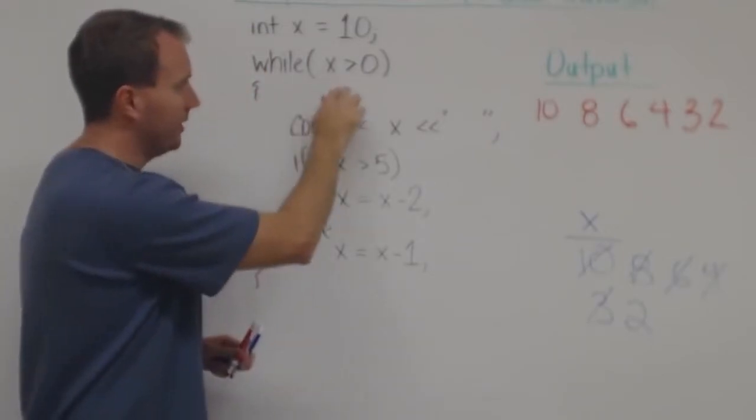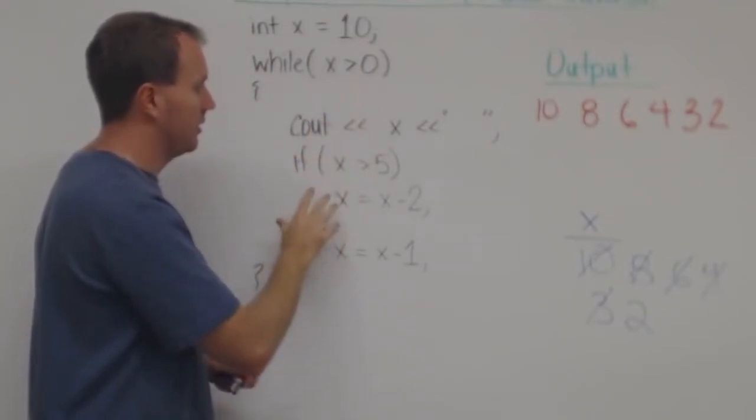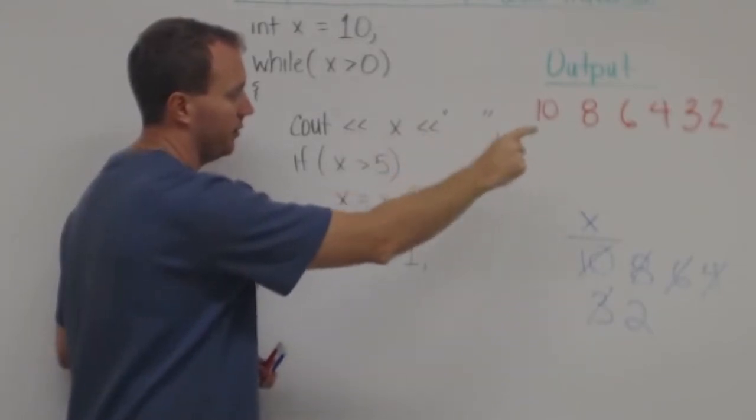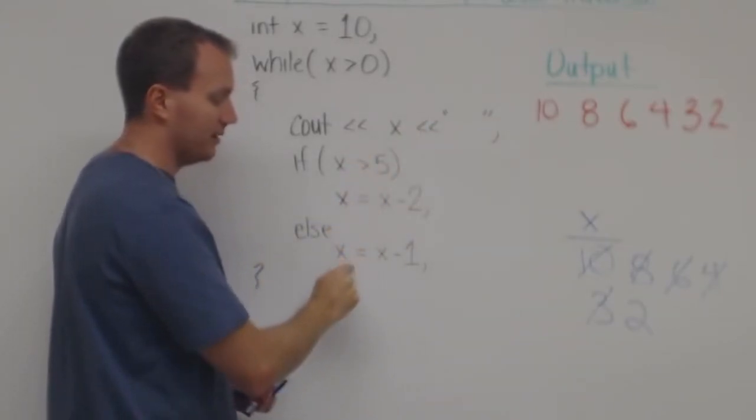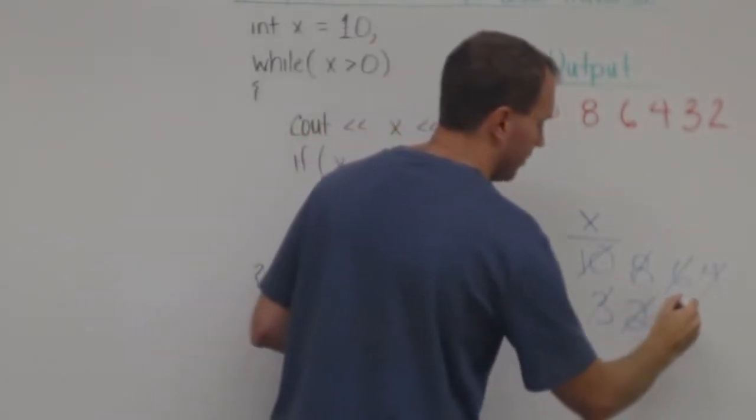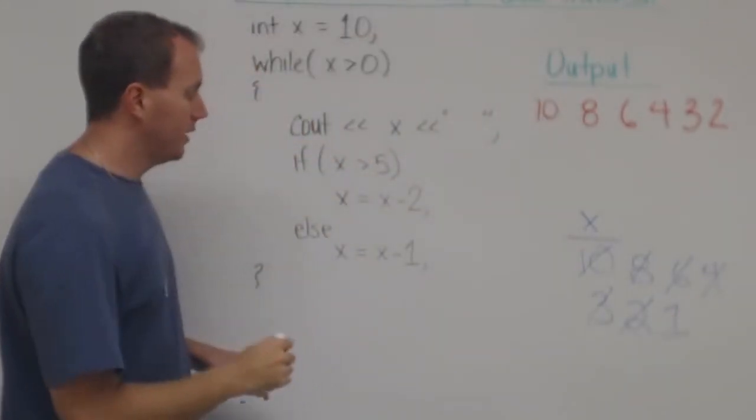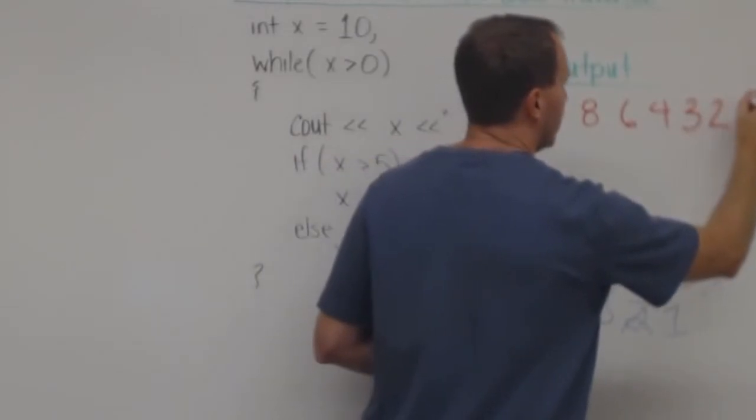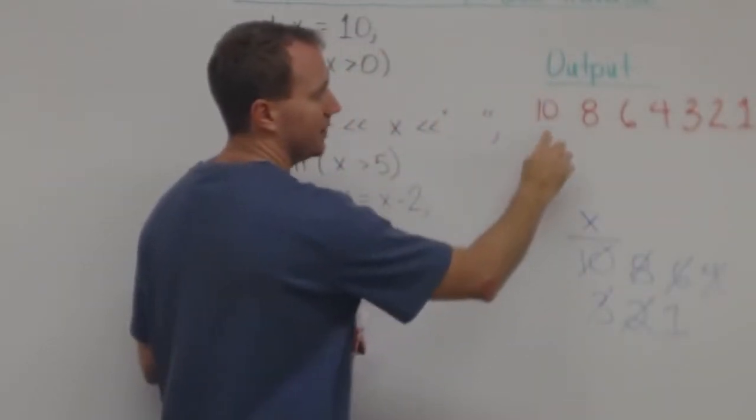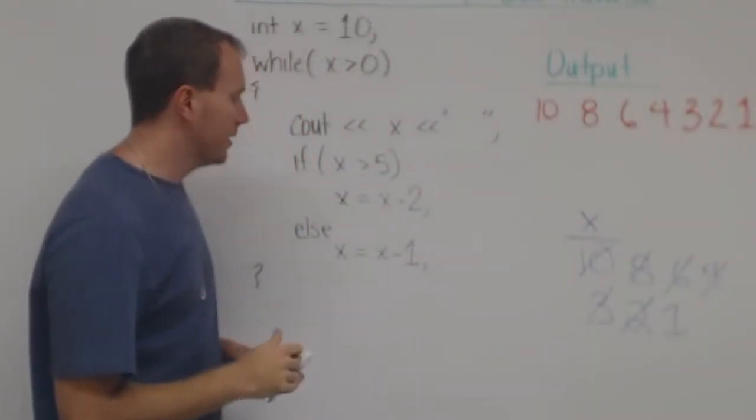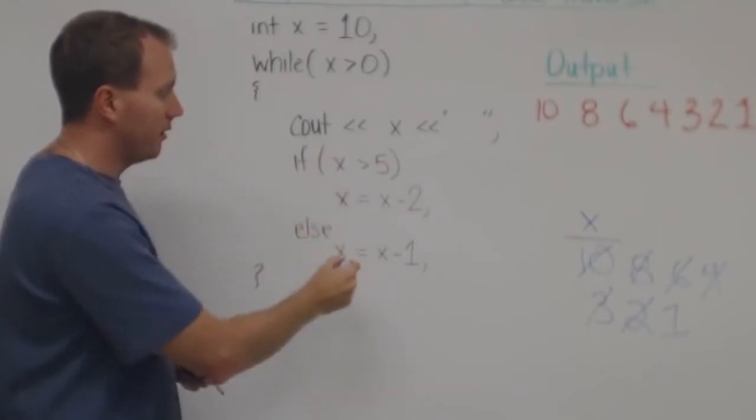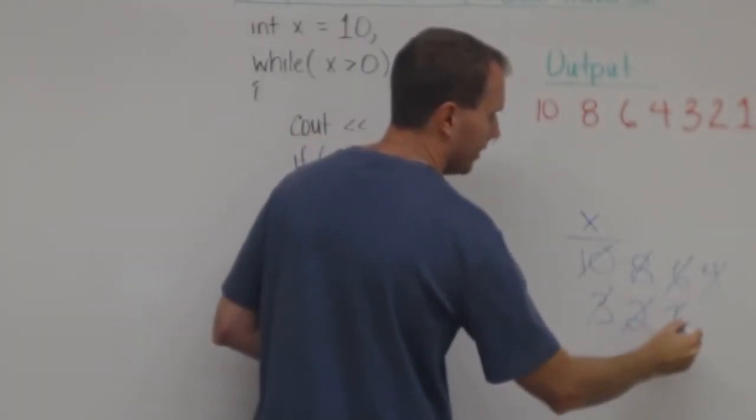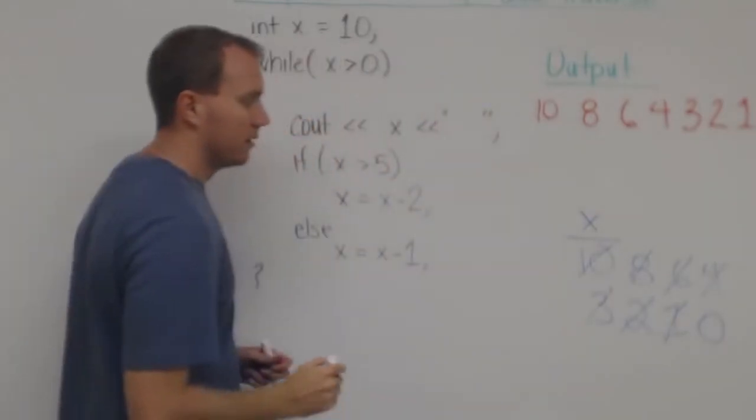2, and then this is true still. So we output 2 there. 2 is not less than 5. We subtract it. We get to 1. We go back to the top. It's still true. And we output 1 with a space. So each of these has spaces after it. And then we do our update and we get to 0.